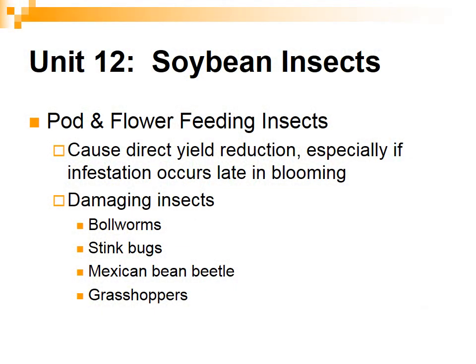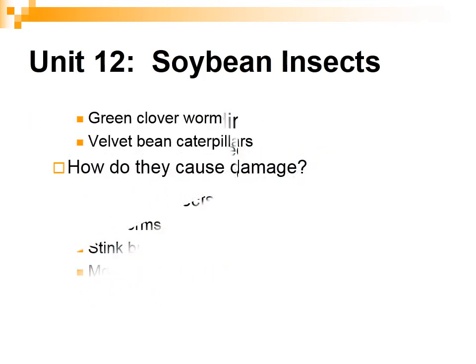Next slide that we'll transition to talks about pod and flower feeders. So basically, these are direct yield reducers, because most of the time we're talking about insects that will feed right on the flower bud itself, or feed right on the pod and clip it off until it falls on the ground, which obviously is going to cause direct yield damage. So when we look at damaging insects, we're talking about bollworms, stink bugs, the Mexican bean beetle, and grasshoppers, and we'll go through here. The clover worm, the velvet bean caterpillar.